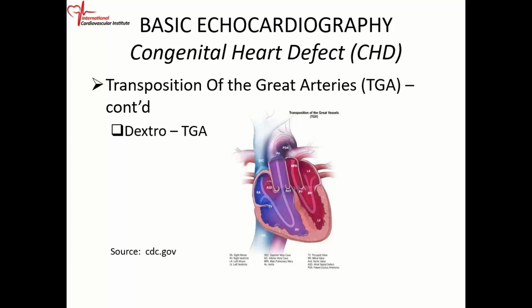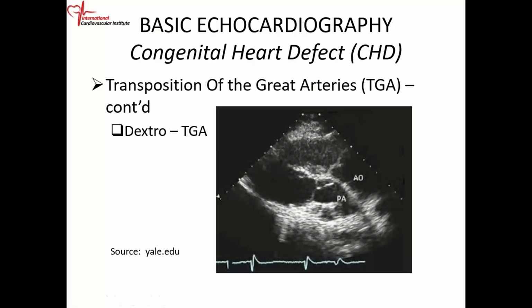So this is D-transposition, and you can see that there's a tremendous amount of problems associated with this. If somehow you can get oxygenated blood into the right side, then this individual can survive. Because remember, the brain and the different tissues need oxygenated blood to survive, okay?